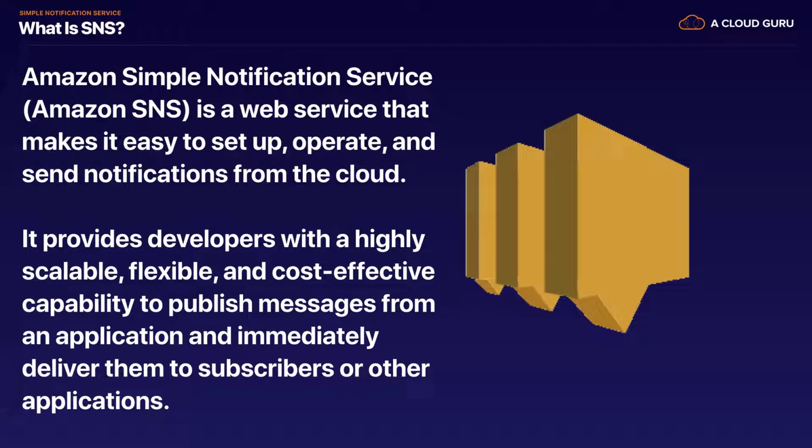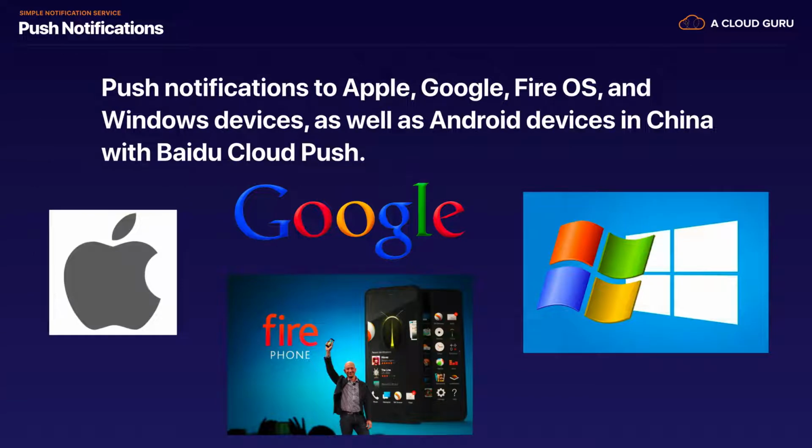It provides developers with a highly scalable, flexible, and cost-effective capability to publish messages from an application and immediately deliver them to subscribers or to other applications. So SNS allows you to do push notifications. You can do these to Apple, to Google, to Fire OS, and to Windows devices, as well as Android devices in China with Baidu Cloud Push. So it allows you to do push notifications to your mobile devices.